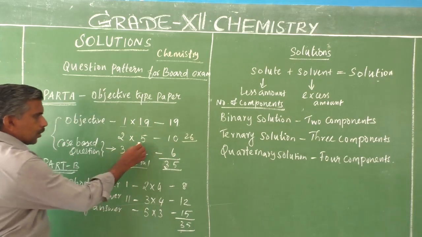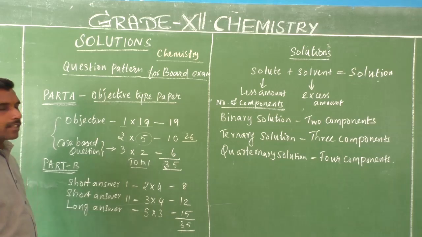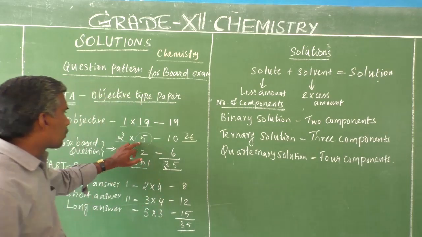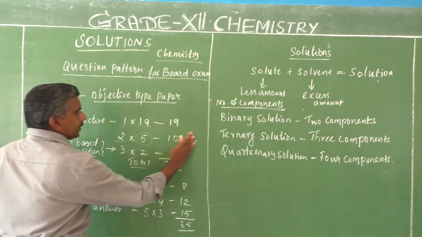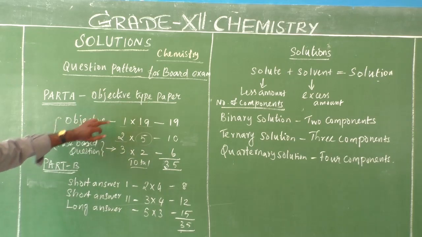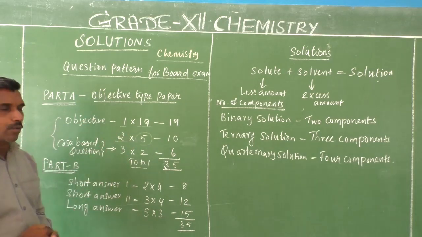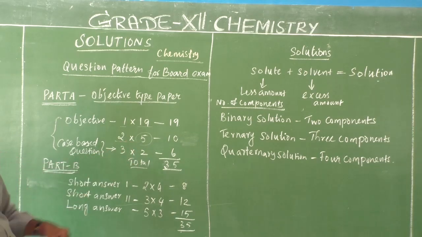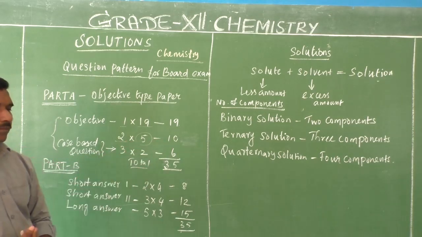Then 5 questions, MCQ with choice, are 2 mark questions. Each MCQ is for 2 marks, and there are 5 questions, total 10 marks. The first objective type, 19 questions, is very simple. So the 2 mark objective type, 5 questions, is 10 marks.